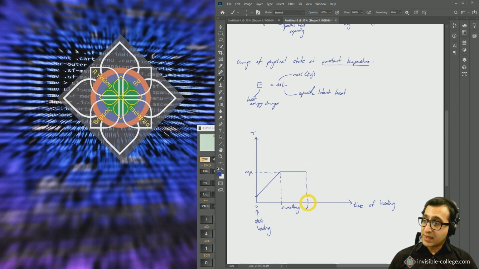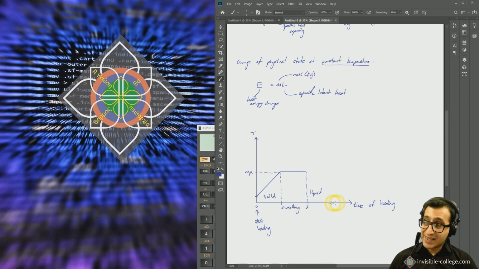So once we get to this point in our experiment, remember we've been continuously heating. Once we reach this point, we have turned the solid into a liquid. So here we started with a solid. This is where melting is taking place. The solid is changing to a liquid. But at this point, from this time onwards, we have a liquid.